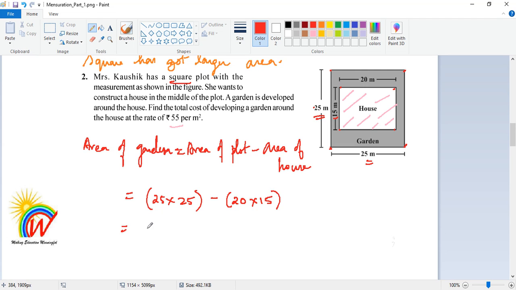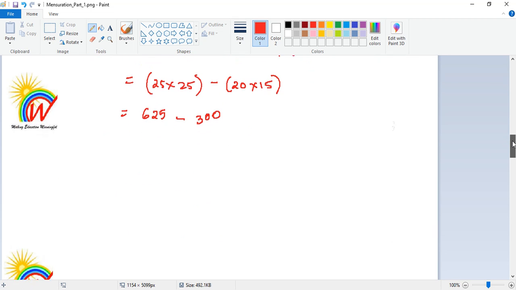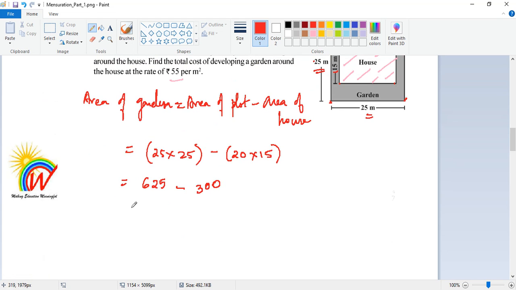So this 25 into 25 you can solve and check. It is going to be 625. You can multiply 25 into 25 and check, and this is going to be 300. Now if you find the area for the garden, you just have to subtract this. So you get 325 meter square as the area of the garden.